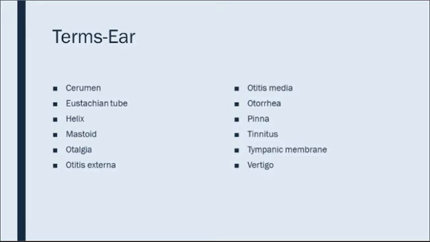Otorrhea is a discharge from the ear, which you saw in one of those pictures with that crust in there. Pinna is the auricle or the outer ear. Tinnitus is ringing in the ears. Your tympanic membrane, often referred to as your eardrum, is that oval membrane that you saw that's covering the middle ear, separating it from the outer ear. And vertigo is a spinning or twirling sensation.